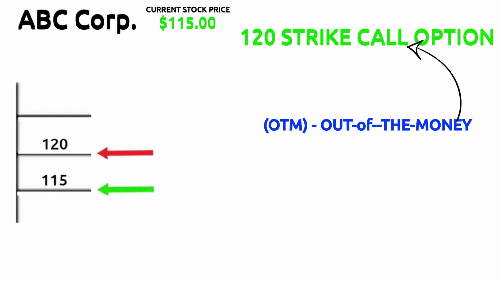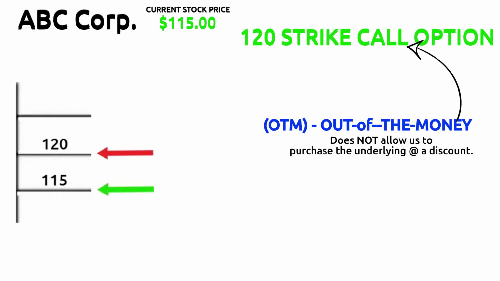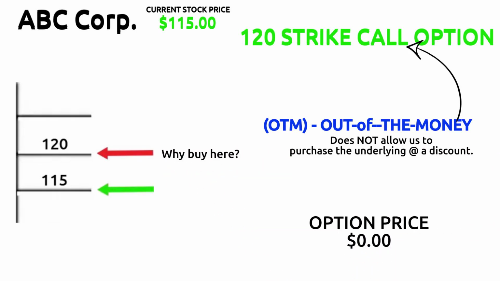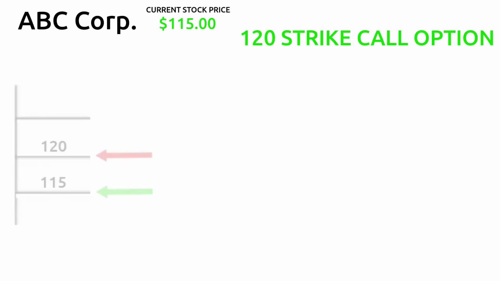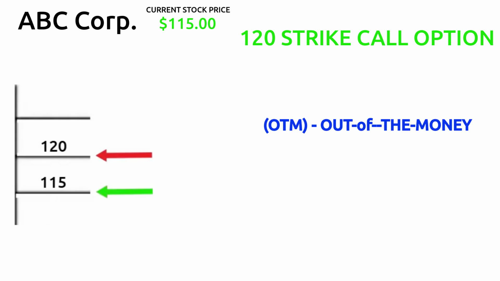No rational trader would exercise the right to buy stock at 120 when the stock is at $115. In this scenario, we would refer to this option as being out of the money, or OTM, because the call option strike price is above the current stock price and therefore does not allow us to purchase the stock at a discount. Again, this is referred to as out of the money, or OTM.